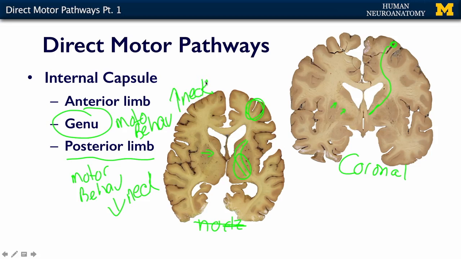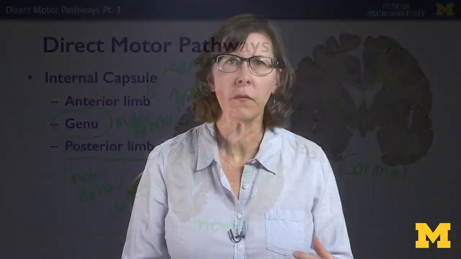And what we didn't talk about in a lot of detail in the sensory areas is that the anterior limb is going to be carrying some sensory information. But don't worry about that. We covered all we're going to cover with the sensory systems.